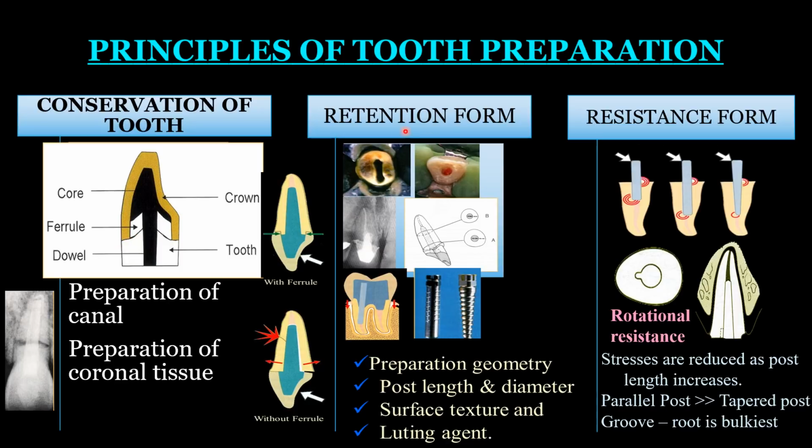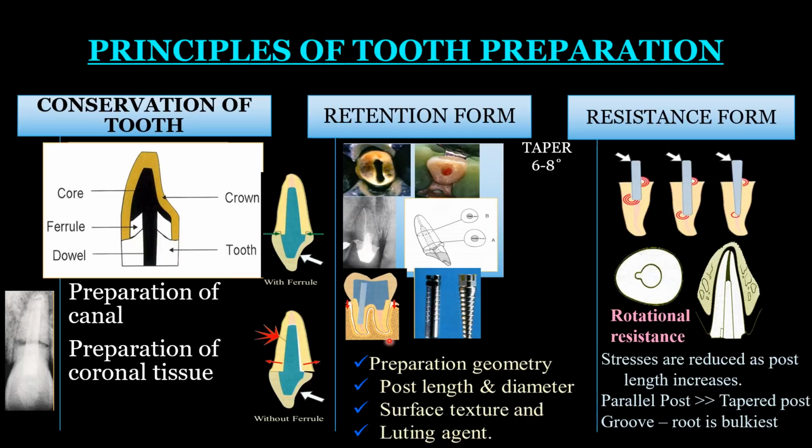Then comes the retention form. Retention of a post is affected by its preparation geometry, the post length and the diameter, surface texture, and the luting agent. We all know that canals can be elliptical or they can be circular in cross section. Canals with the elliptical cross section should have a taper of 6 to 8 degrees when we are preparing, and the canals with the circular cross section like the maxillary central incisor should be prepared with the minimum taper for good retention.